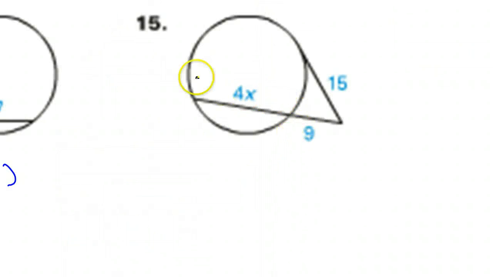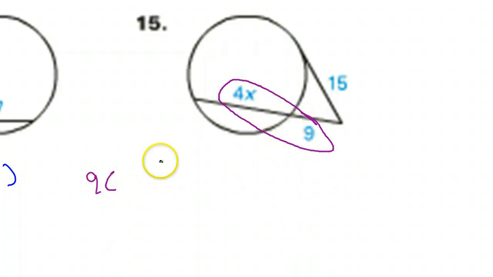Number 15. Part times whole. 9 has to be the part. So let's start with that. And the whole is 4x plus 9. So 9 times 4x plus 9. We're doing part times whole equals part times whole. When we say part, it has to be the outer part. Now 15 is the outer part, and 15 is the whole thing. There's nothing else going on.